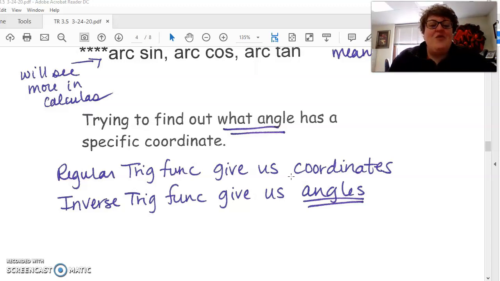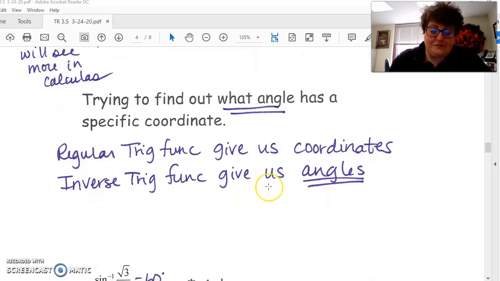So for inverses, we're trying to find out what angle has a specific coordinate. So this is what you need to remember. Regular trig functions give us coordinates. So that's what we did in chapter 2 when we found the sine of 30 degrees. That gave us a coordinate of 1/2. Inverse trig functions give us angles. So anytime you're finding an inverse trig function, your solution should be an angle.